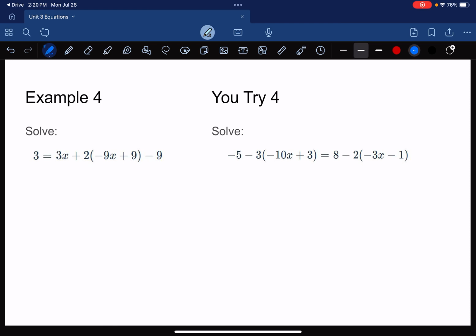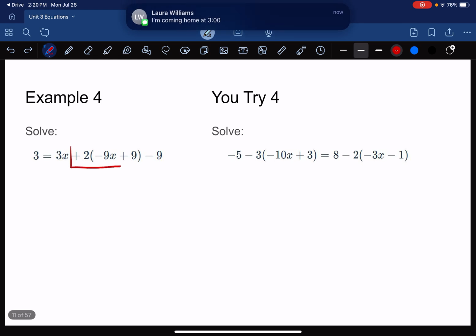These just look like more of the same, right? See if we can do them. Oh, I made a big mistake there. That's a positive 2 times that. Right? My box didn't make a nice rectangle. Here we go.